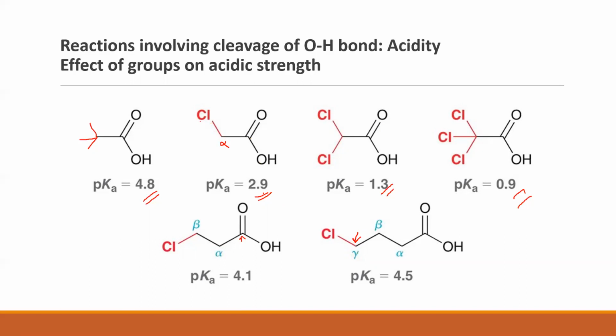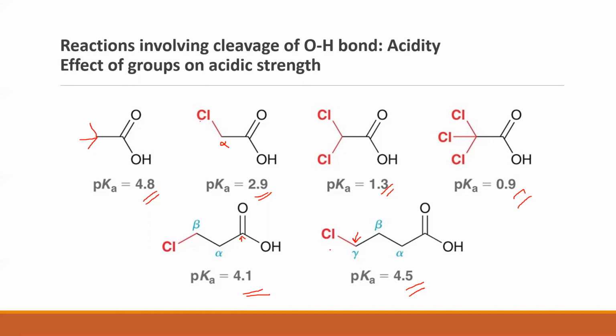The pKa value is 2.9. The moment the halogen is attached at beta, it becomes 4.1. The moment it is attached to gamma, it becomes 4.5. So if I keep on shifting the position of chlorine away from the carboxylic acid, its effect will reduce on the carboxylic acid group. Hence, you see a reduction in the acidic nature.